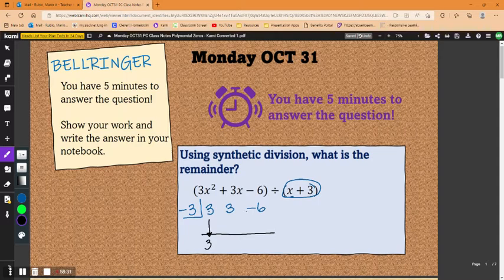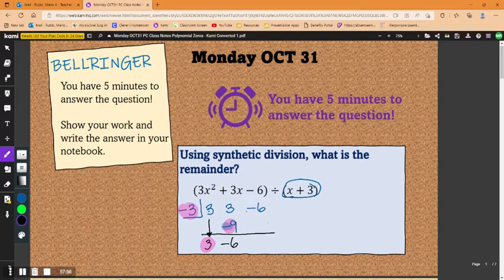So that 3 comes down, and in order to get the next thing that goes right here, we're going to multiply this times this. So 3 times negative 3 is negative 9. And now we're going to add these together to get what goes down here. So 3 minus 9, that's going to be negative 6.